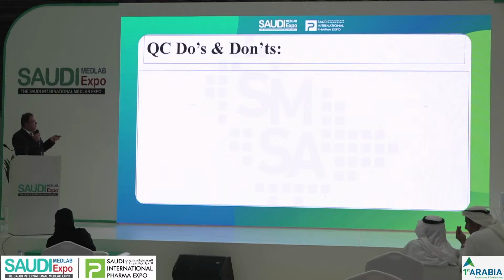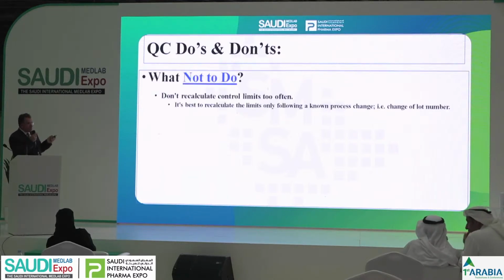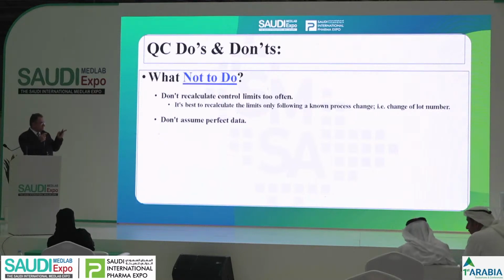Last thing we're going to talk about is the QC do's and don'ts, and we'll start with the don'ts. Don't recalculate control limit too often. It is best to recalculate the limit only following a known process change, like change of lot number. Do not assume perfect data. Like I said, about 4% of the data will be out of 2 SD.